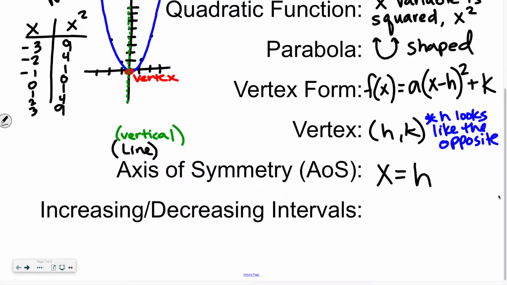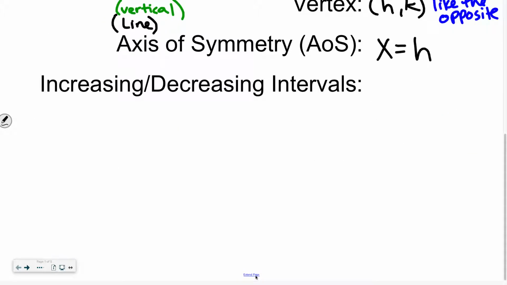And then something that we're going to add to our list of things we can do, or our skill set, is identifying increasing and decreasing intervals. Now this will depend on the orientation of your parabola. So below this, I'm going to draw two images, a parabola that opens up and a parabola that opens down.